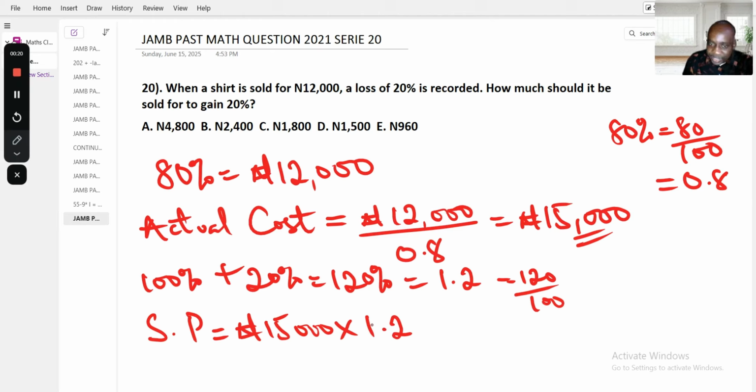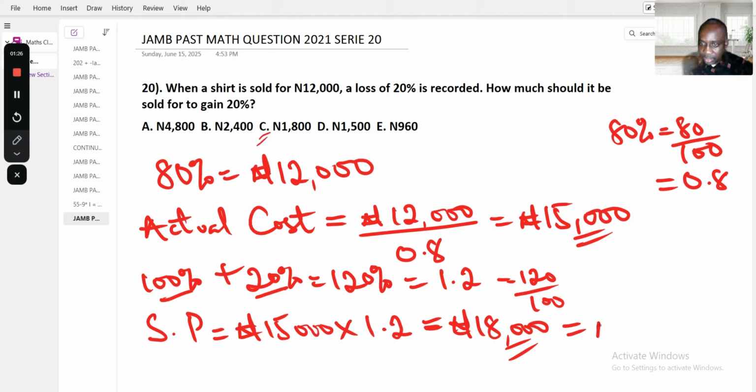1.2 is 120%, because I've said 100% plus 20% of gain. The total of what we are going to sell is 120%. It's the same thing as 1.2, instead of wasting your time by multiplying 120 divided by 100. Just say 1.2. Multiplied by 1.2 is going to give us 18,000. Therefore, our selling price to make 20% gain is 18,000. Our answer is 18,000 naira. Yeah, our answer is C. It's supposed to be 18,000, not 1,800. 18,000.